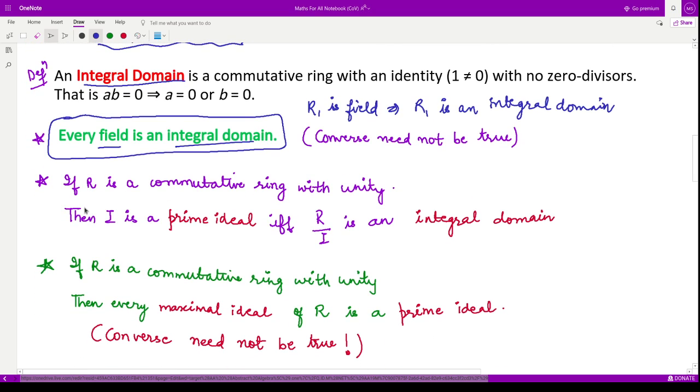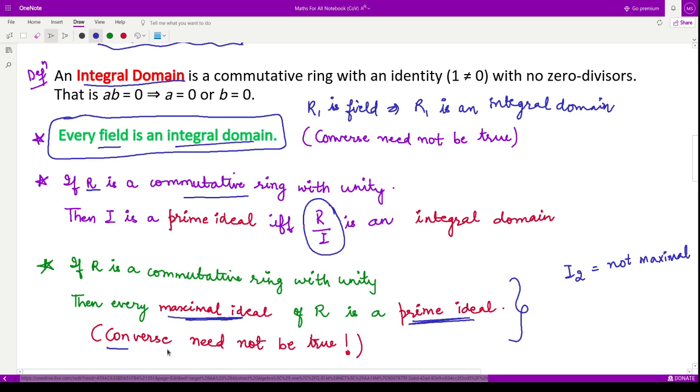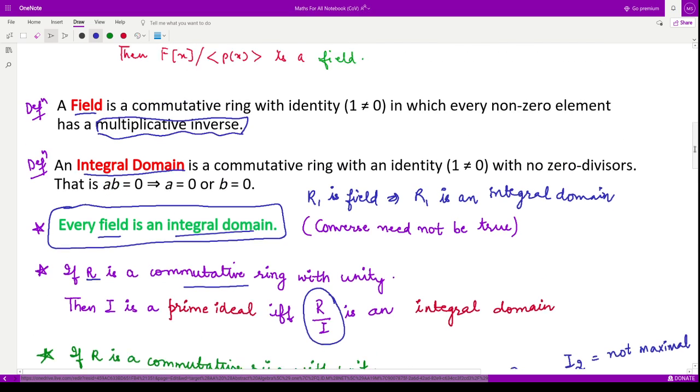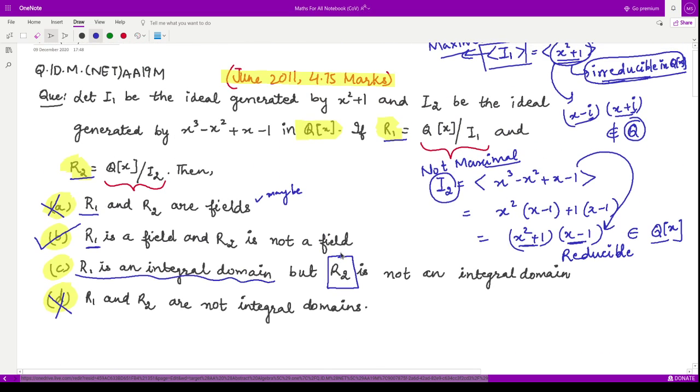One such result is: if R is a commutative ring with unity, then I is a prime ideal if and only if R upon I is an integral domain. And if R is a commutative ring with unity, then every maximal ideal is also a prime ideal. In this case, the ideal I2 was not maximal, because the corresponding polynomial comes out to be reducible. But we cannot apply this result either, because the converse is not true. So I cannot comment anything about R2 from here.